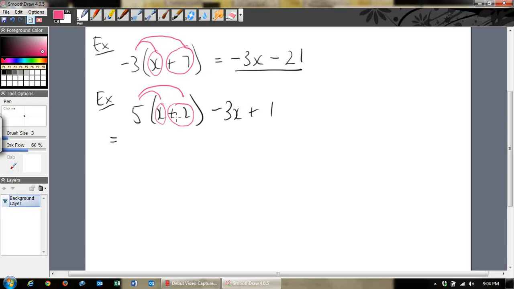I should do an example with a negative there to see if I can screw anyone up. So here we go. What's 5 times x? That's 5x. What's 5 times positive 2? That's positive 10. And then we just have this rubbish on the end. Minus 3x plus 1. Okay, and we just need to collect like terms. We've got a 5x here and a minus 3x there. 5x minus 3x is 2x. Then we've got this positive 10, positive 1 is positive 11, which is your answer.